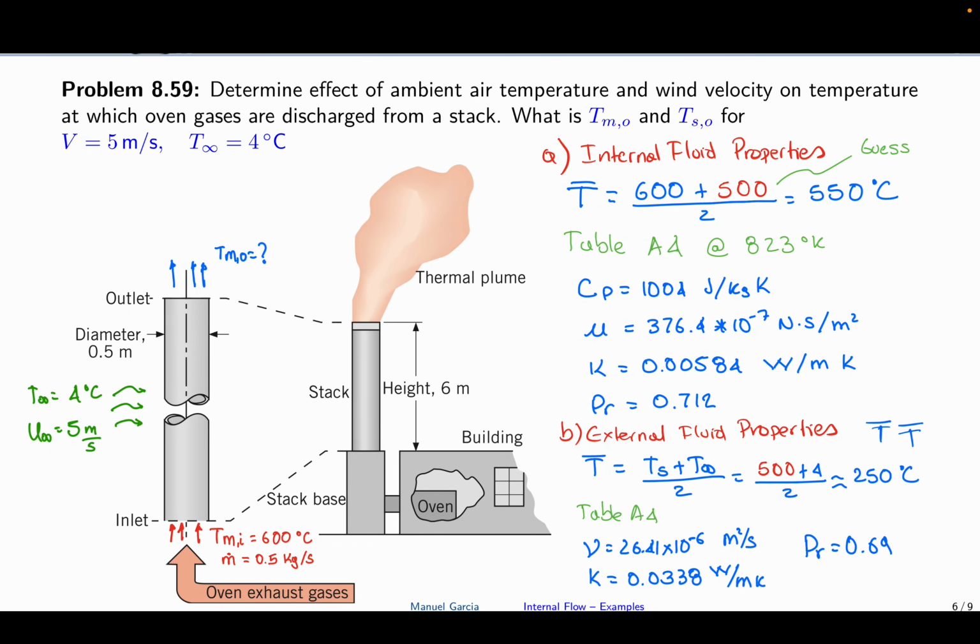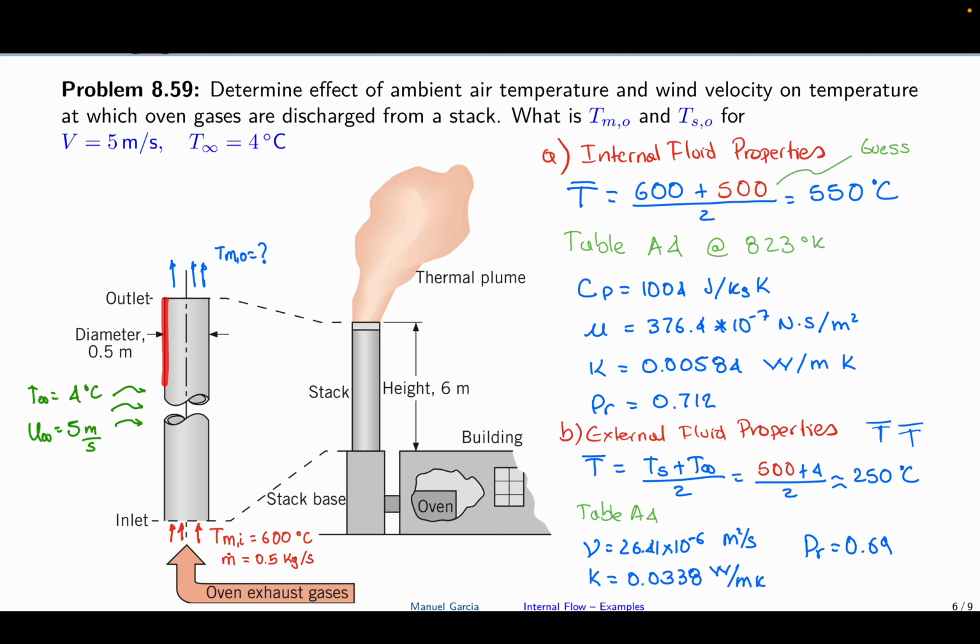This is problem 8.59. Gases are discharged from a stack to the atmosphere, and the gases came from an oven at high temperature. The temperature is 600 Celsius and the mass flow rate is 0.5 kilograms. So the gases are passing through, and we are asked to compute the mean temperature at the outlet and also the temperature of the surface of the pipe at the outlet.